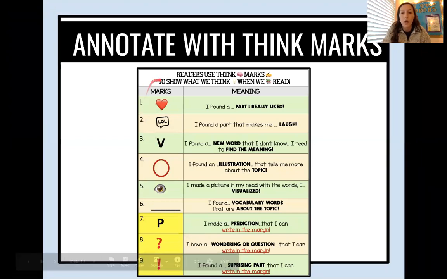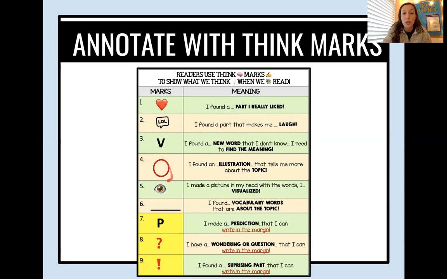We know we use the heart to show a part we really liked. We use the LOL to show something that was funny or made us laugh. We're going to use the V today. We remember that the V is for a new word. And if it's a new word, we need to make sure we go back and find the meaning.